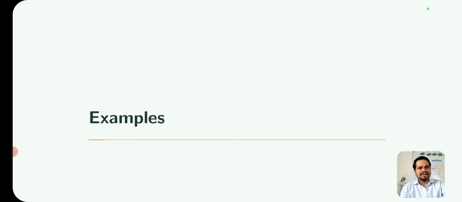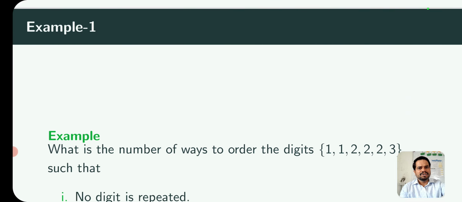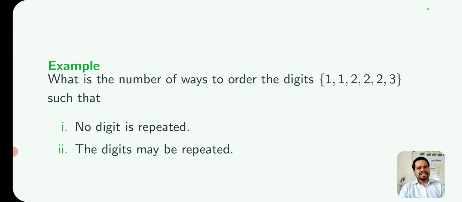First example, when repetition is allowed. Let us see, what is the number of ways to order the digits 1, 1, 2, 2, 2, 3 under the conditions: first, no digit is repeated, and second, the digits may be repeated. Here the set is given with digit 1 repeated twice, digit 2 repeated thrice, and digit 3 distinct. We have to find the permutations under both conditions. So how can we solve this example?